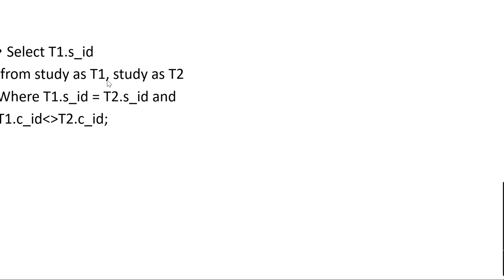Then after putting the comma, we put the same table twice, and we give each a name, a column alias, so we can multiply it. So: from study as T1, study as T2. The table is the same, study, but we consider it as T1 and T2. After that, we have to put the condition we really want to satisfy. We want the student ID who is enrolled there.